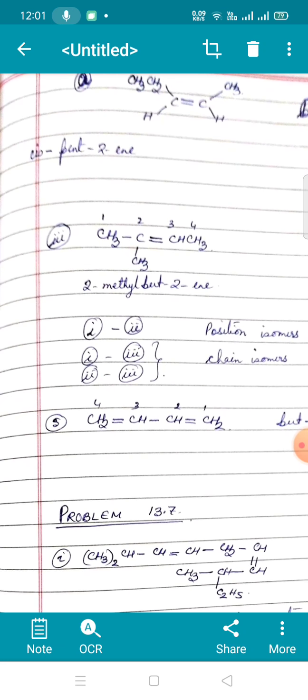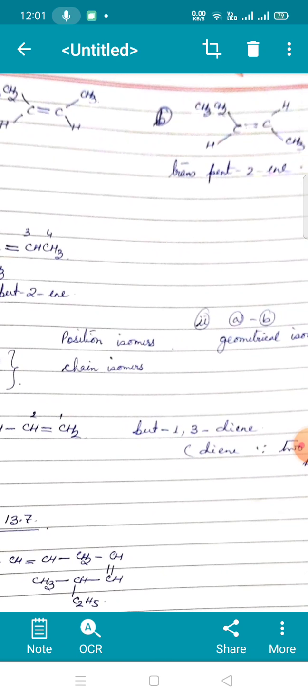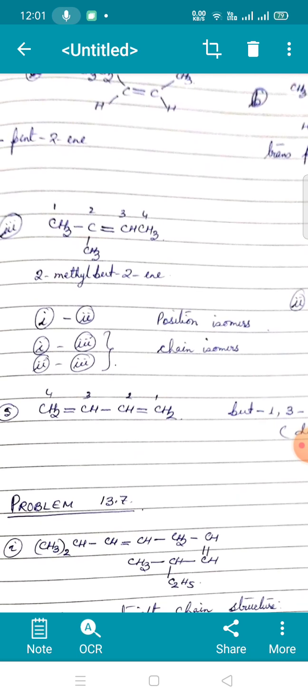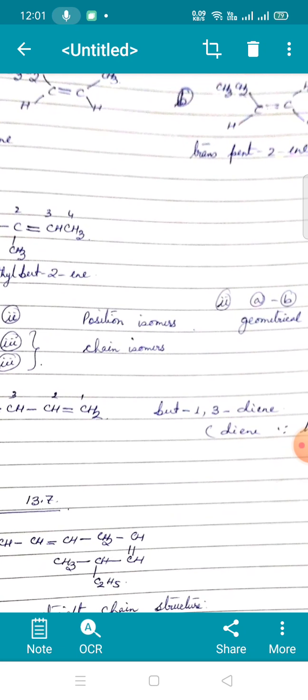Now we have another compound I have taken with 2 double bonds. If there are 2 double bonds in a compound, then it is called a diene. Di because there are 2, ene because double bond. So here you can see I have numbered the carbon chain. You can number from either side, it will be the same. The double bond is between carbon 1 and 2, another is between 3 and 4. So by rule we take the smaller number. So it becomes but-1,3-diene.